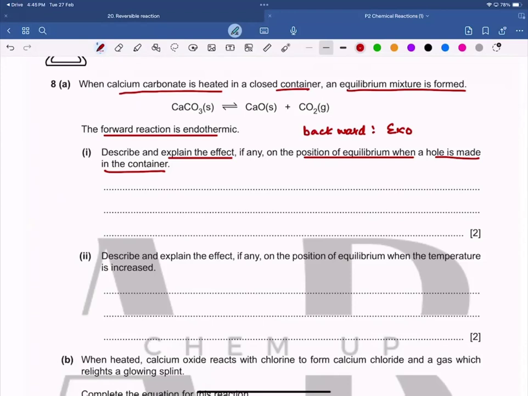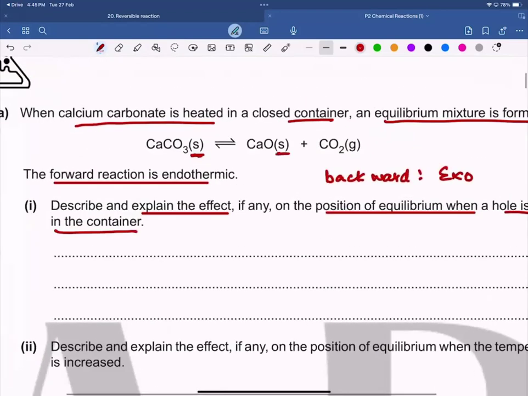Okay, look at the states of the reactants and product. What is its state? Solid. Pressure will influence it. What is its state? Solid. Gas. So when you put a hole, what happens to the gas? The gas escapes, right? Yes. And if the gas escapes, it means that the concentration of carbon dioxide is decreased.